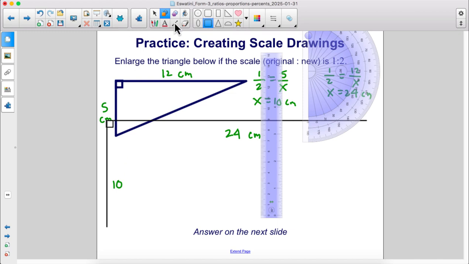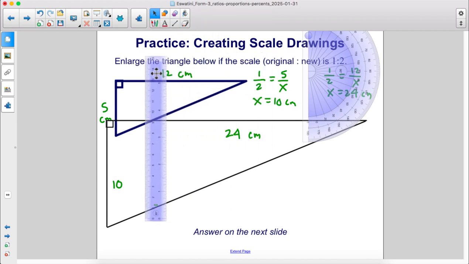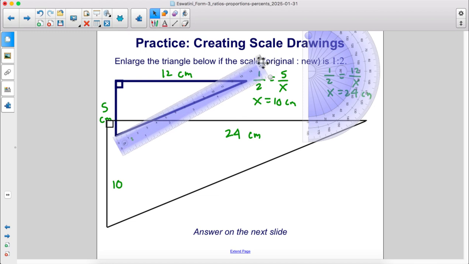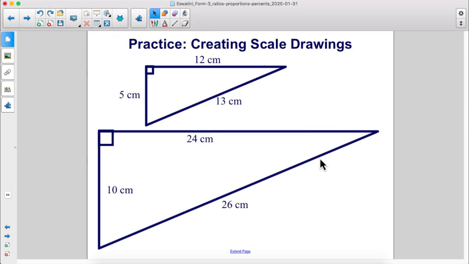Right there. And then I'm just going to connect those two endpoints with the hypotenuse. Now, what is the hypotenuse? It's 13, but let me just verify, because this is a special triangle. This is a 5, 12, 13 triangle. So 13 will become 26 when we double it, right? So if it's 1 to 2 and the original is 13, that would mean we cross multiply and we get 26 centimeters. And there's our triangle. And here is the solution.